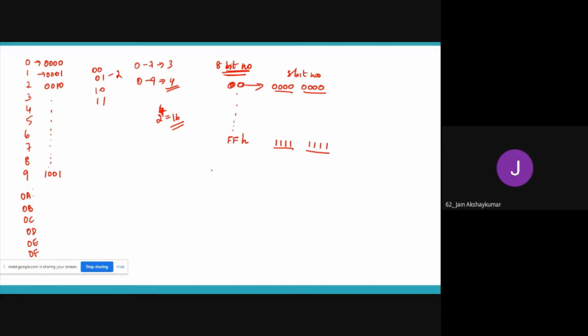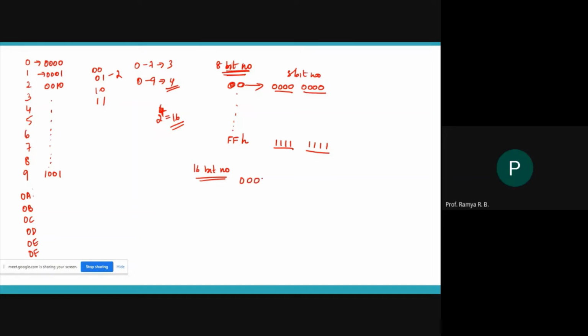So if I want to represent a 16-bit number, then what will be my range? 4 times 0 to 4 times F.